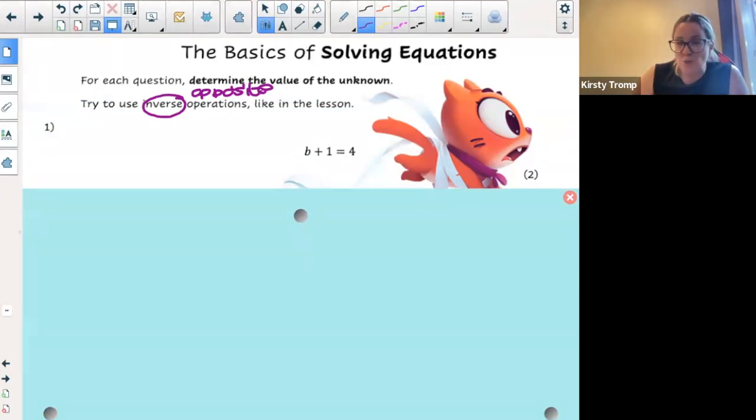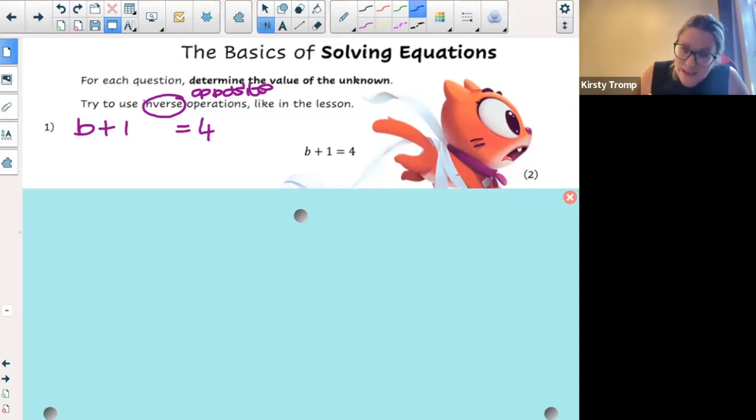All right, so b plus 1 equals 4. So we're looking for b. We're determining the value of the unknown. b plus 1 equals 4. Well, we all know that b is going to be equal to 3. We all know that, okay? But instead, what can we say? We can say b plus 1, we can leave a space, equals 4.